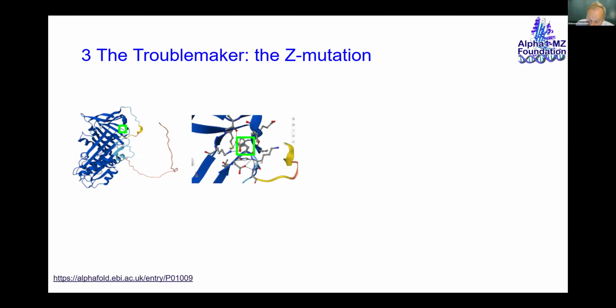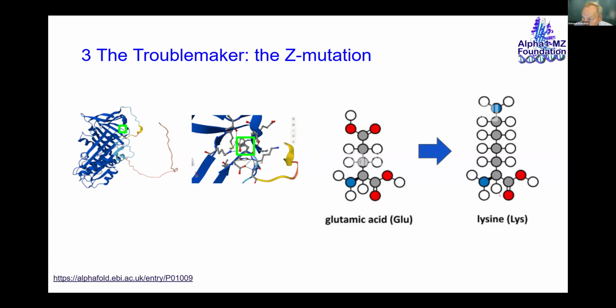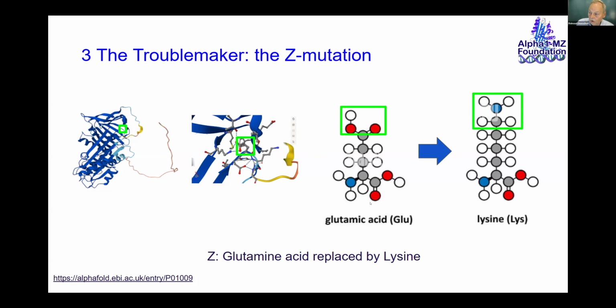Proteins are like tiny molecular machines, just like any tool. Their shape determines what they can do. If the shape is altered, even slightly, as in the case of the Z mutation, the protein may lose its function, work incorrectly, or cause disease. In this square, you see the glutamic acid, and it is replaced by lysine. There's just a tiny difference between those two molecules, and that is the cause of all trouble.